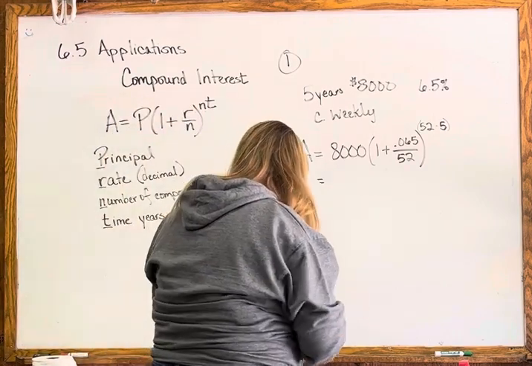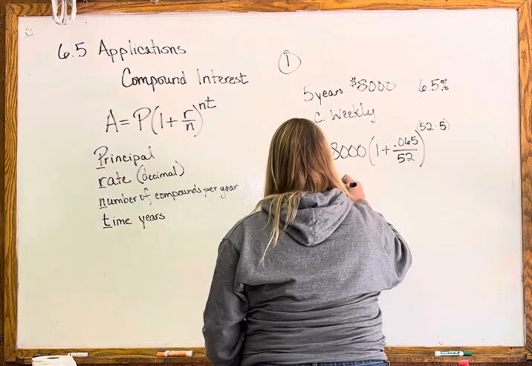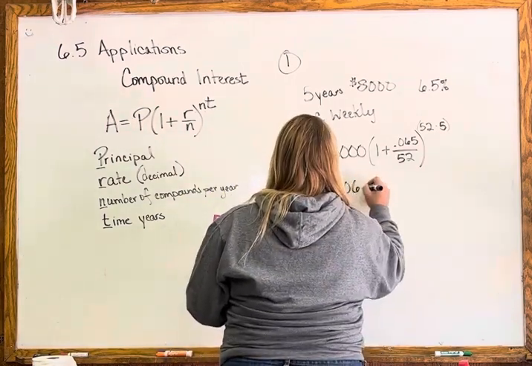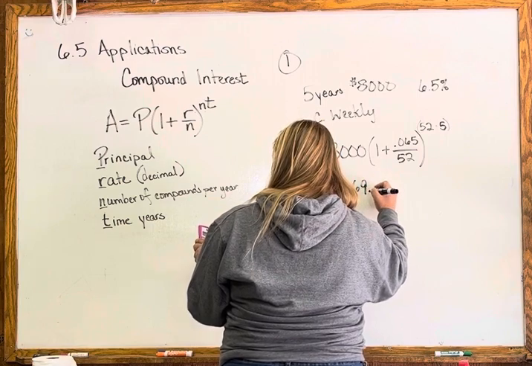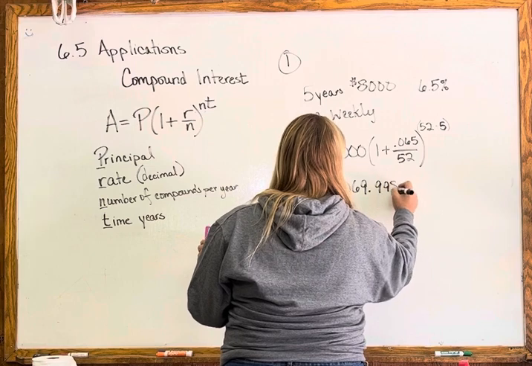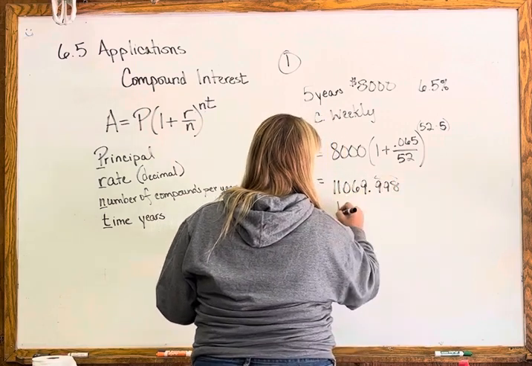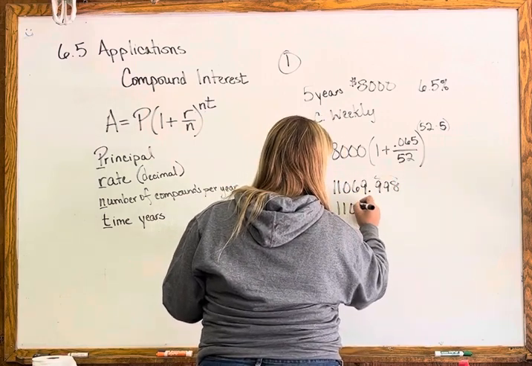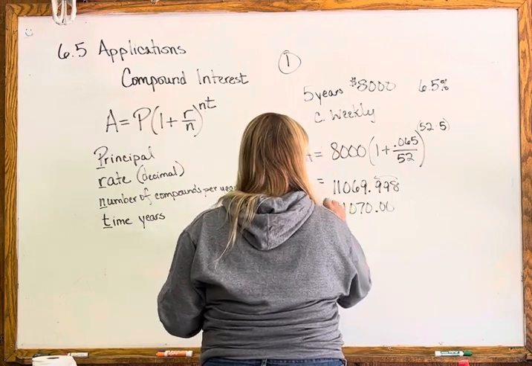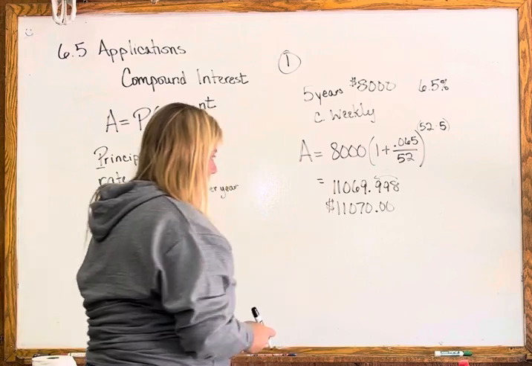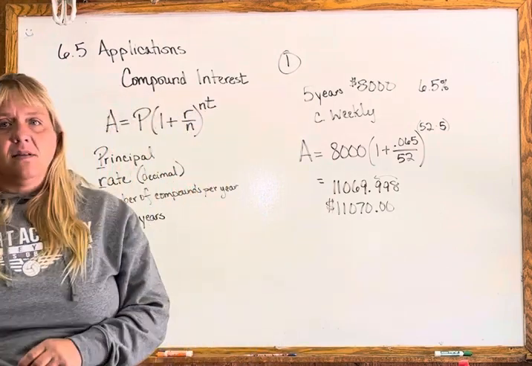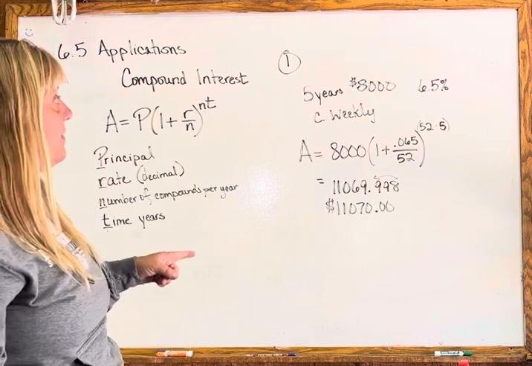And I got 11,069 and, oh, look at that. It actually goes 0.998. So that thing would round us actually up to 11,070. And then hit it with a dollar sign. Okay. So we've got $11,070 if we leave our money in there for 5 years.